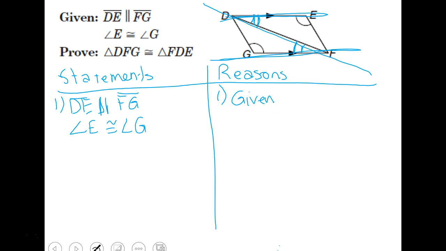So we got two things that we have to declare here, and we can do them in a different order. We must say that DF is congruent to itself. We also must say that angle EDF and angle GFD are congruent to each other. So I'm going to start with DF being congruent to itself. So I'm going to say DF is congruent to DF.